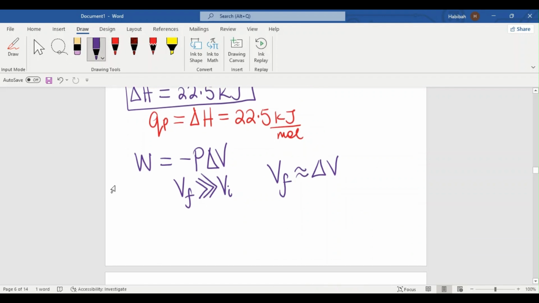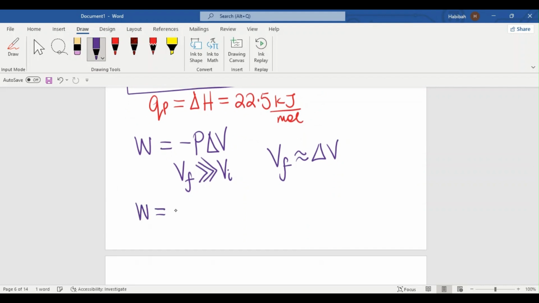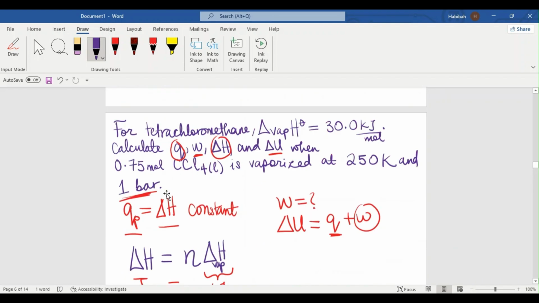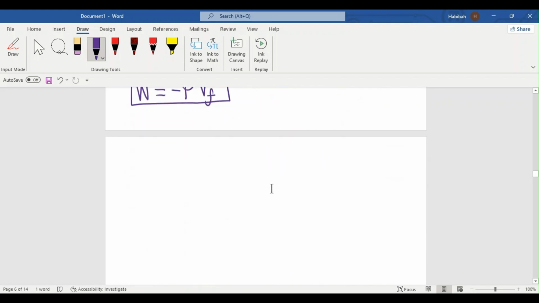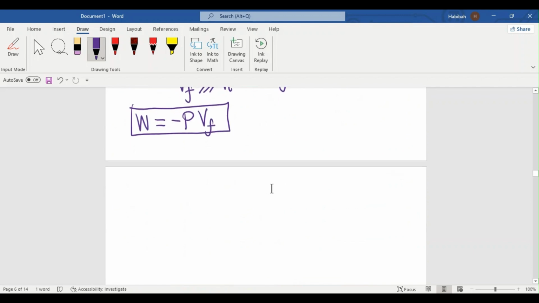rewriting the equation. So we end up having work done equals negative P times V final. So this is basically what we end up with. So that's going to be the one that we're using. Now, we go back to our question. We remember that we're given pressure, 1 bar, but we were not in any way, shape, or form given the final volume.